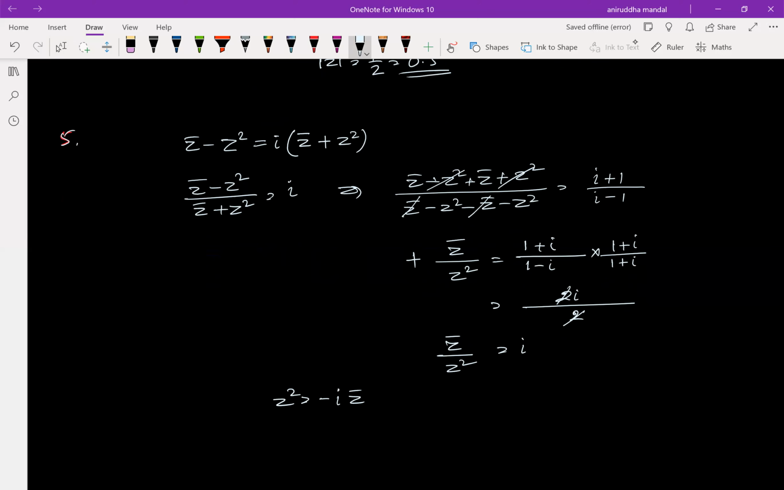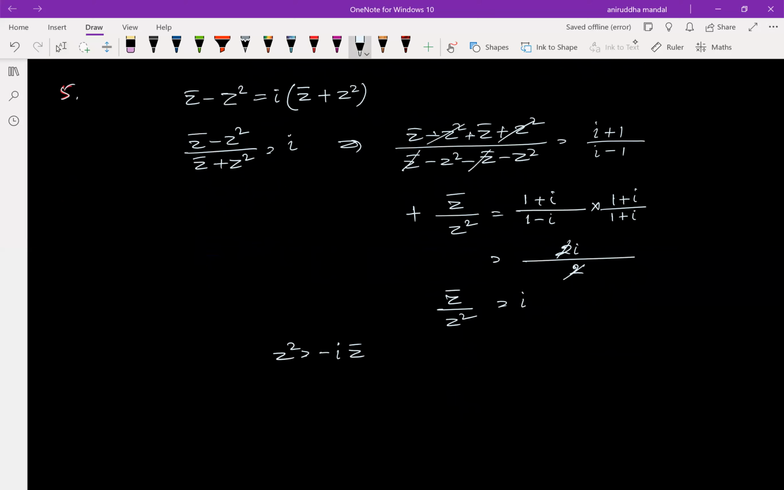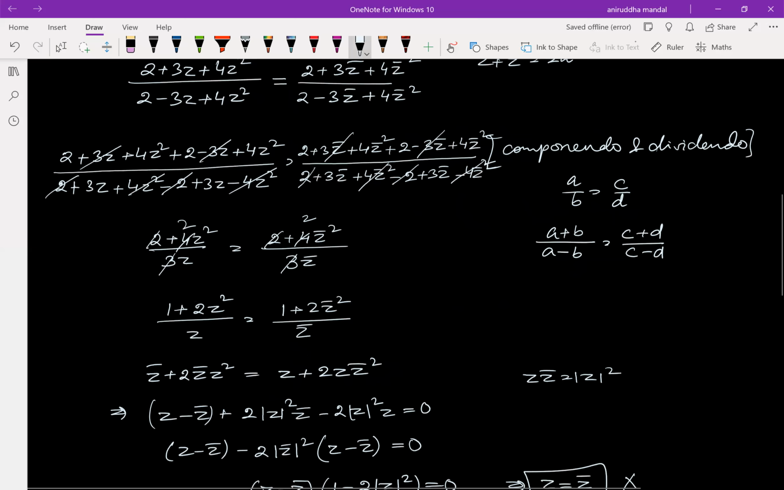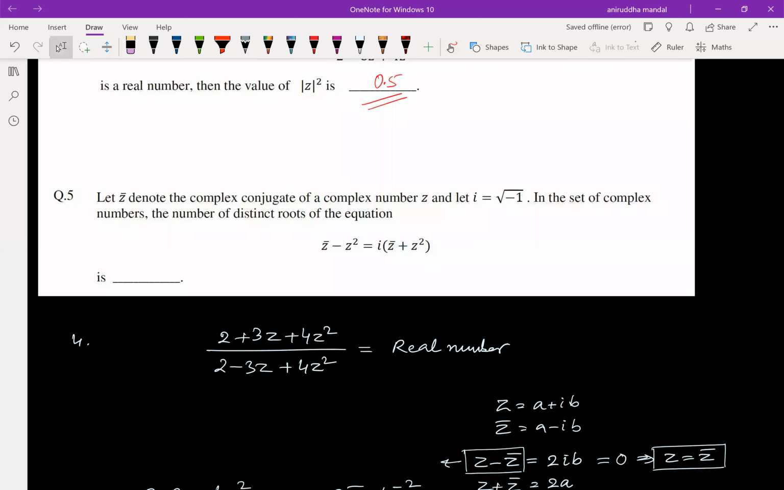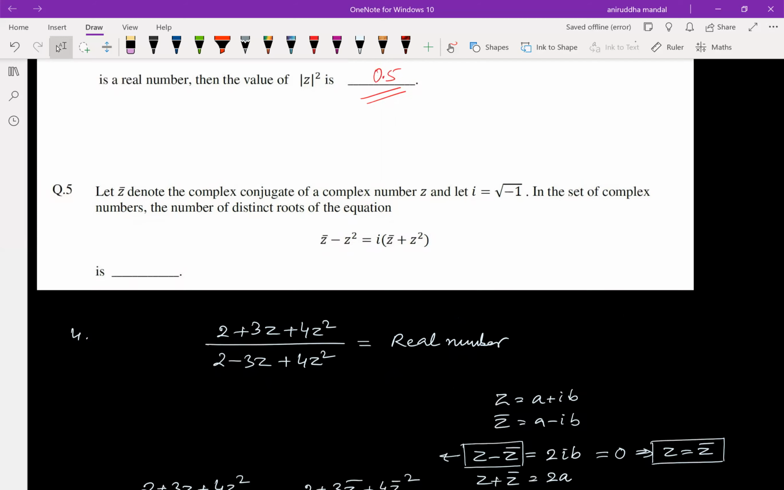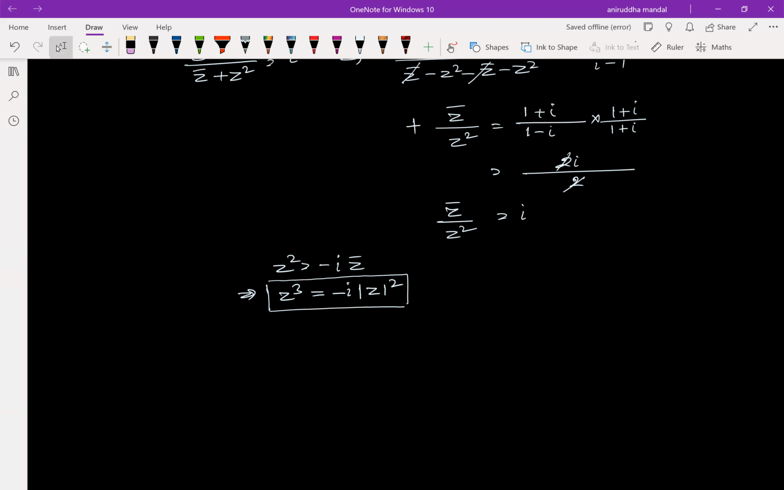Okay, now what we can do is you multiply both side with z. So z cube equal to minus I into z bar. So z into z bar is mod z square. Okay, now come to this equation. Okay, so we have to find the value of this complex number z, with how many distinct solutions. Okay, so which means we have to find the value of z.